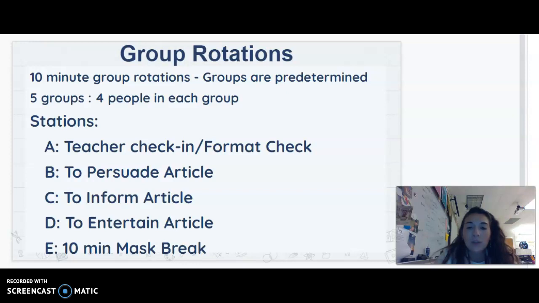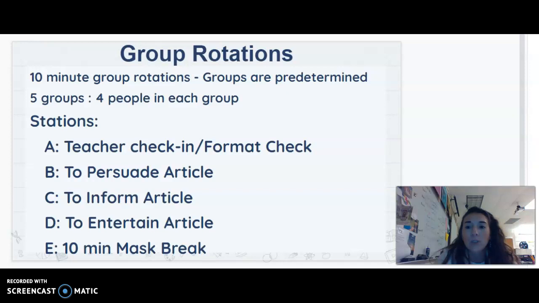Group B is going to be looking over the persuasive element of your project, just looking over the persuasive article. Group C is going to be looking over the informative part of the project, which is Article 2. Group D is going to look over the entertain portion of the project. And then Group E is going to have a 10-minute mass break.